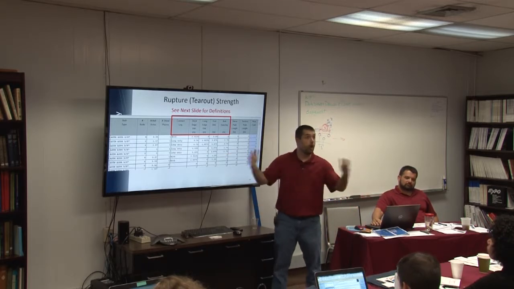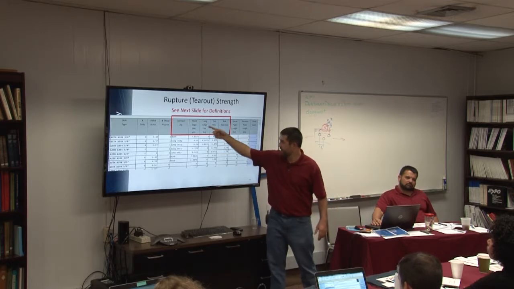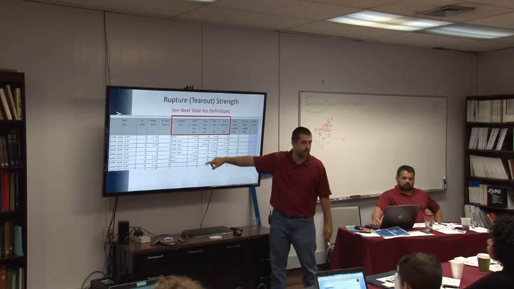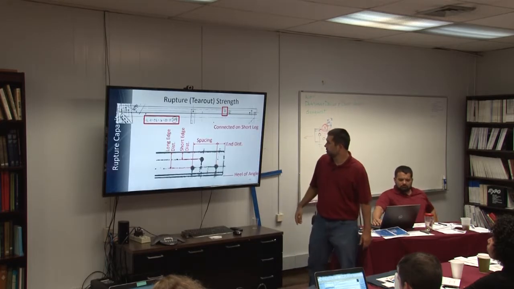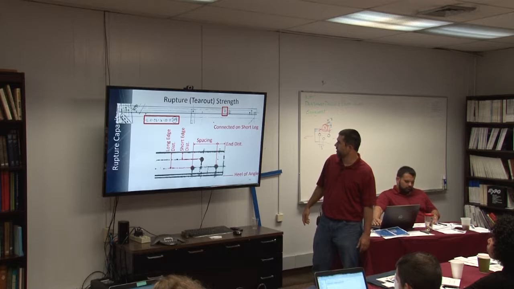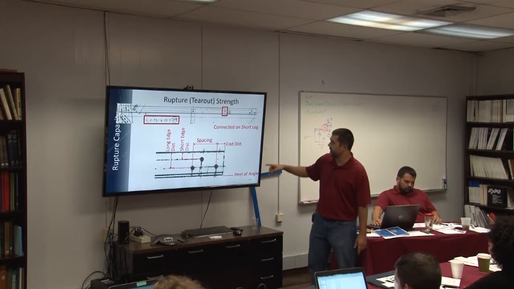And so if there is only one row of bolts, then you don't have a long edge distance. So you see some values populated in here as 0. Okay? All right.